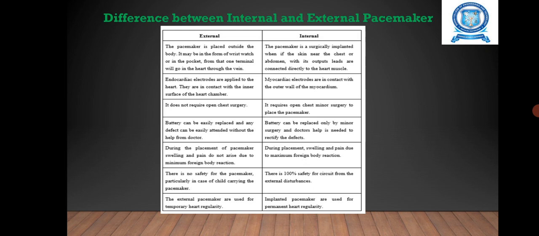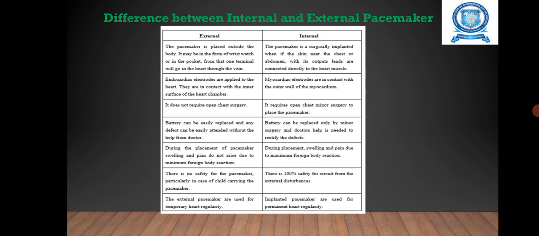Here we have some differences between internal and external pacemakers. For the external pacemaker, it is placed outside the body, it may be in the form of a wrist watch or in the pocket. But in the implanted, another name for internal is implanted, the pacemaker is surgically implanted under the skin near the chest or abdomen with its output leads connected directly to the heart muscle.